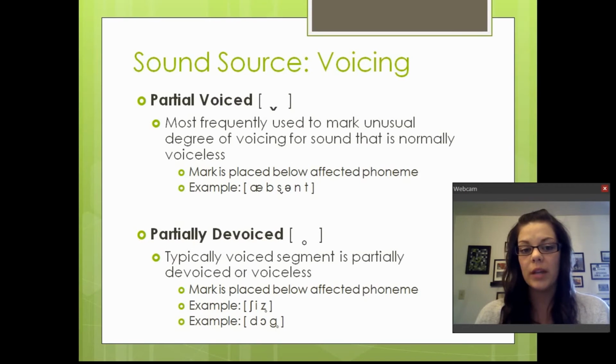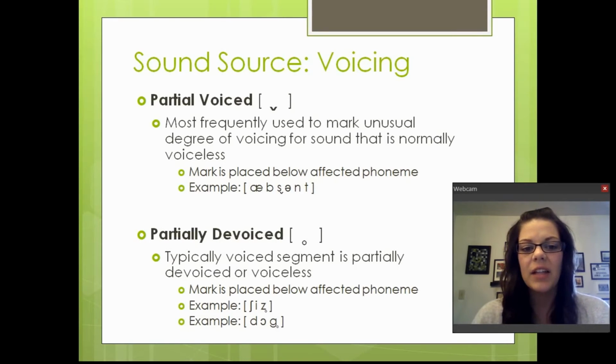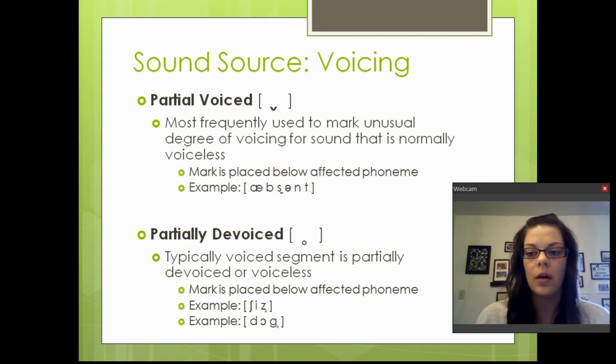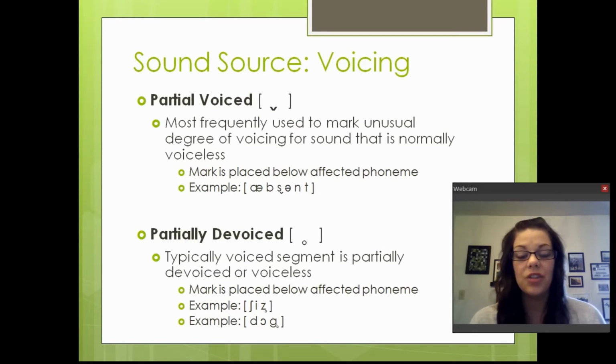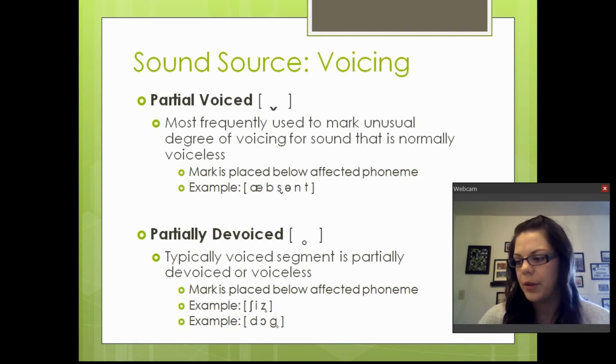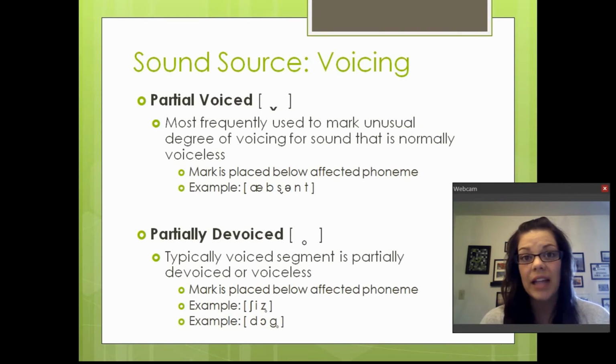We have partially devoiced as well. That's a little circle indicated below the affected phoneme, and that's when a typically voiced segment is now partially devoiced or completely voiceless. So in the words cheese or dog, they're partially devoiced. The G in dog isn't quite a K, which would be its voiceless cognate. It's not a K, but it's not quite a true G sound, okay? Children do have a tendency to devoice final obstruents, so in a word like dog or shoes. In addition, we actually devoice liquids and glides when they follow voiceless sounds, like in the words play and tree.